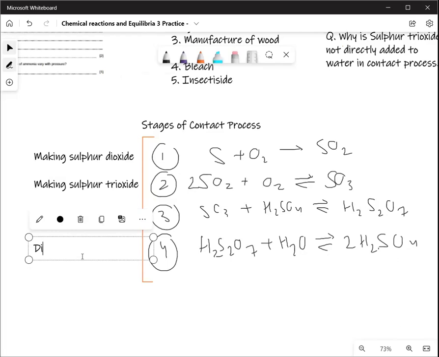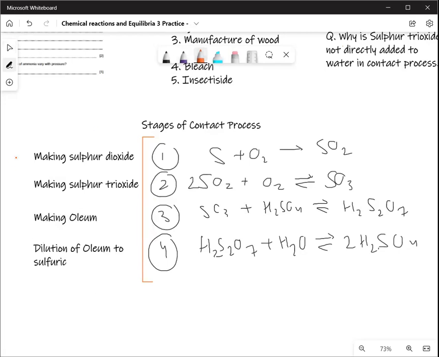Yeah. All right. Now read the second and the third stage. What are the names? First stage was this. What is the second stage? Second stage is converting sulfur dioxide into sulfur trioxide. Right. Okay. Third stage is? Third stage is converting sulfur trioxide into oleum. Oleum. Now the fourth stage is? Fourth stage, it is converting oleum into sulfuric acid.